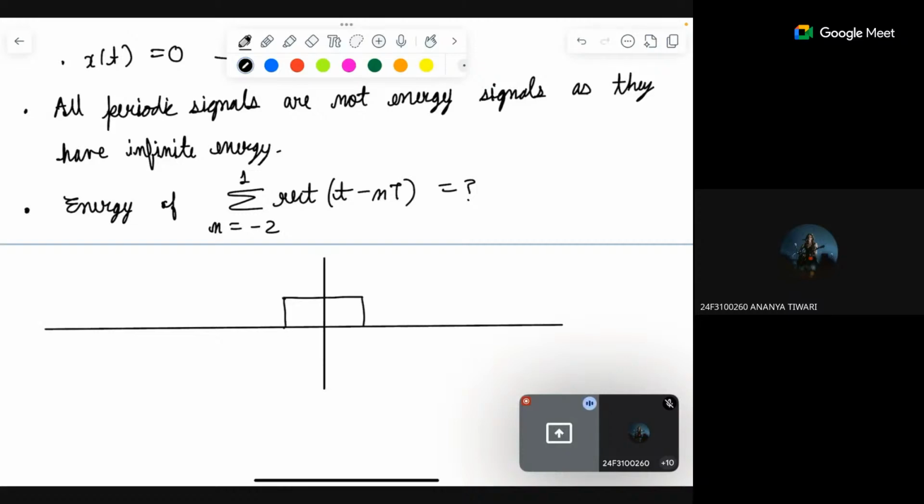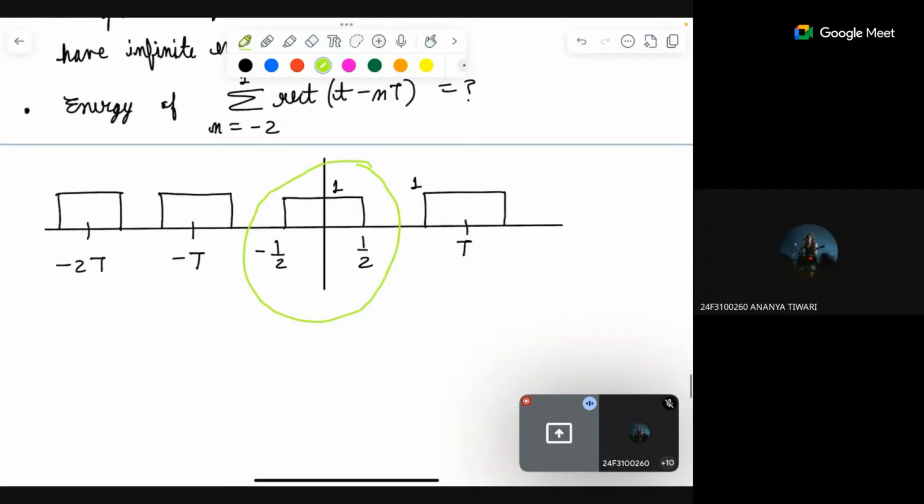This is for n is equal to 0. For n is equal to 1, it will be centered around t. For n is equal to minus 1, it will be centered around minus t. For n is equal to minus 2, it will be centered around t. Now let us calculate the energy of this part.